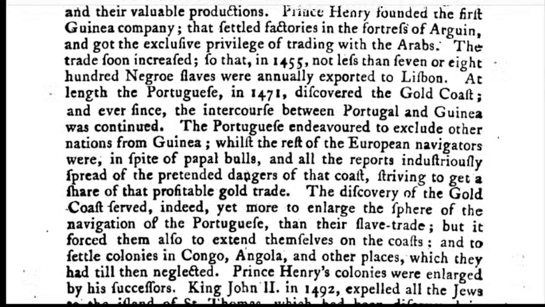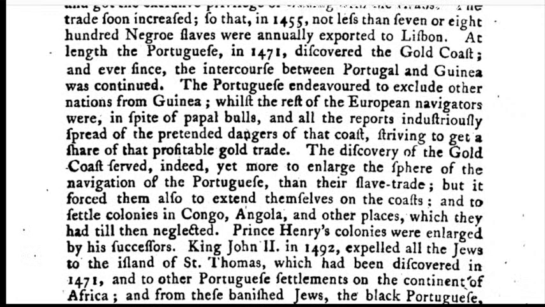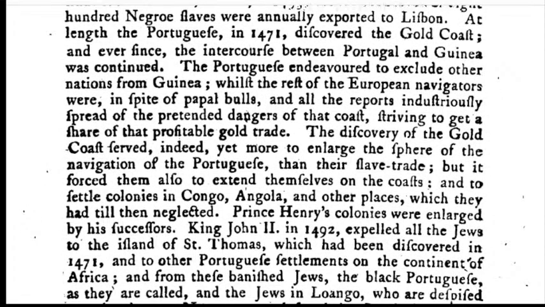The Portuguese endeavored to exclude other nations from Guinea, while the rest of the European navigators were, in spite of papal bulls and all the reports, industriously spread of the pretended dangers of that coast, striving to get a share of the profitable gold trade. Right? So all the European navigators was trying to get down with that thing. So they were putting out false reports of the pretended dangers of that coast, because it was not a dangerous place, right? It says the discovery of the Gold Coast served indeed yet more to enlarge the sphere of the navigation of the Portuguese than their slave trades. But it forced them also to extend themselves on the coast and to set up colonies, watch this, in Congo, Angola, and other places, which they had till then neglected.